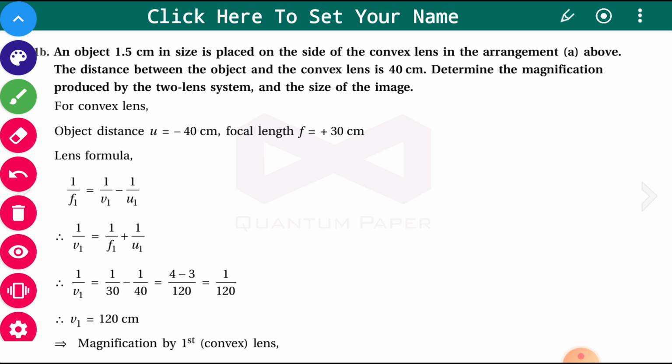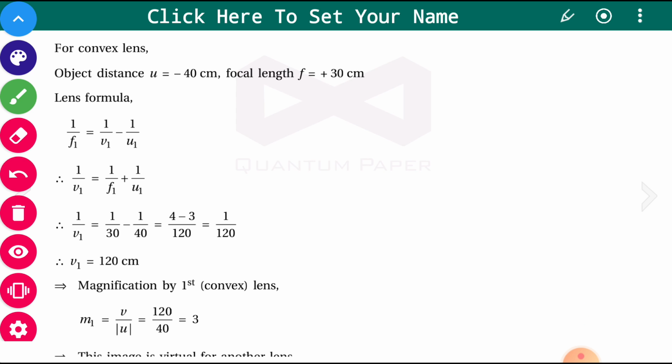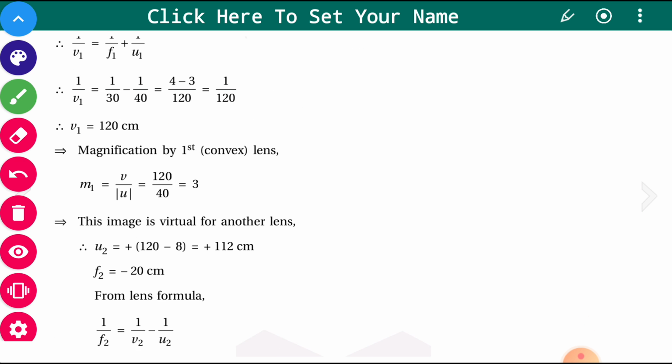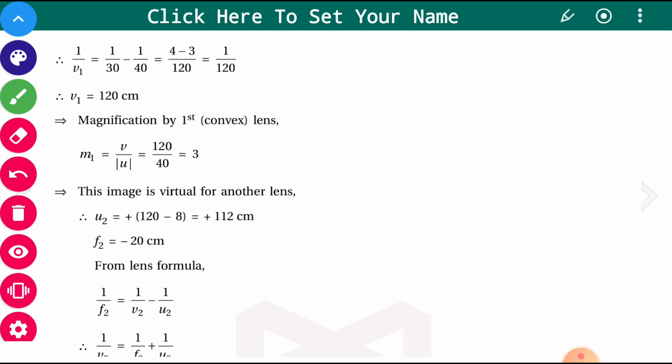Okay. Now u is minus 40, f is positive 30 for the first lens, that is convex lens. We can easily calculate using 1 upon f is equal to 1 upon v minus 1 upon u. You can find the value of v1 to be positive 120. So magnification by the first is 120 upon 40, so it will be 3. Now the image which is formed by the first lens will behave as an object. So the image is a virtual object for another lens.